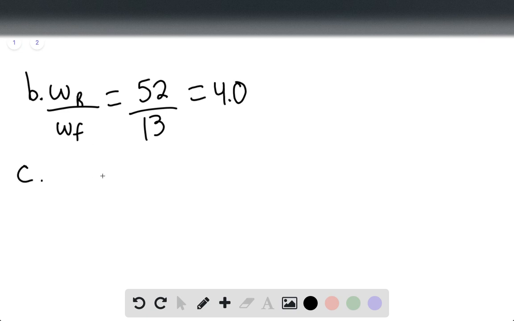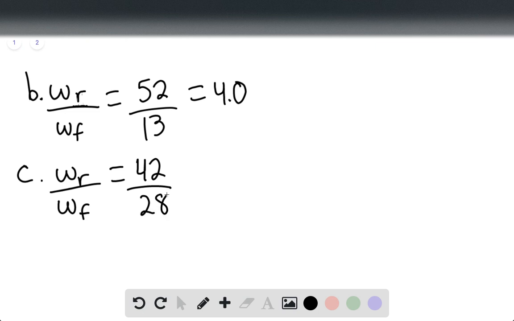And then for part C, omega R over, or rather, this is supposed to be lowercase r. Omega R divided by omega sub F is equal to 42 divided by 28, and this is giving us 1.5. So these would be your two answers for part B and C.